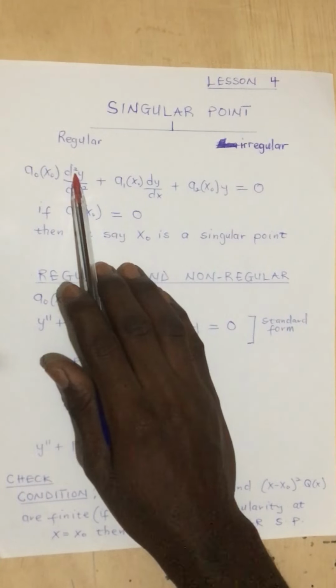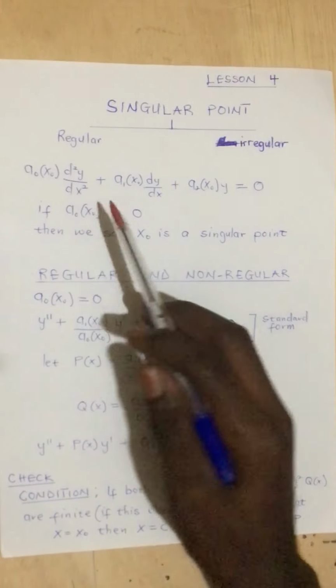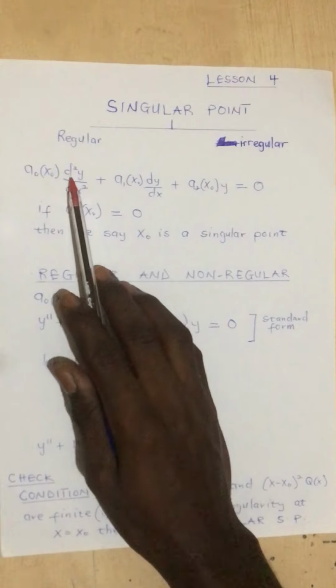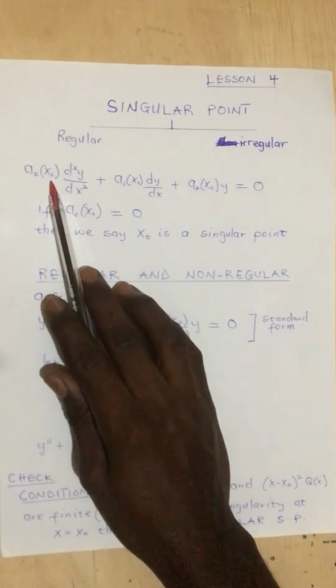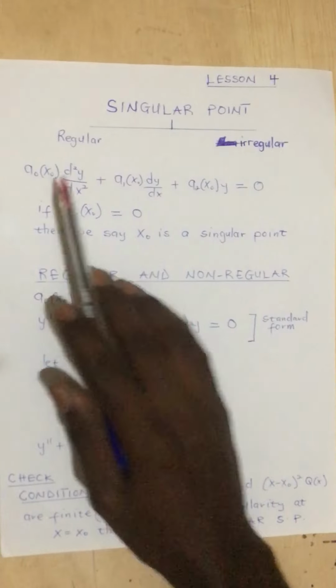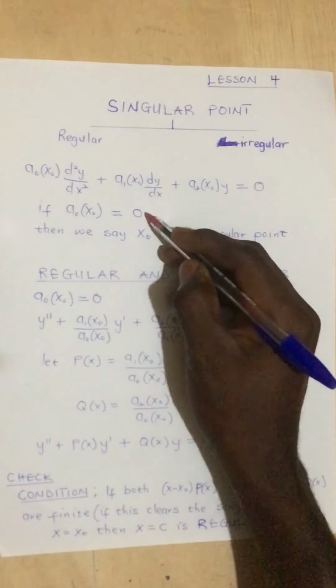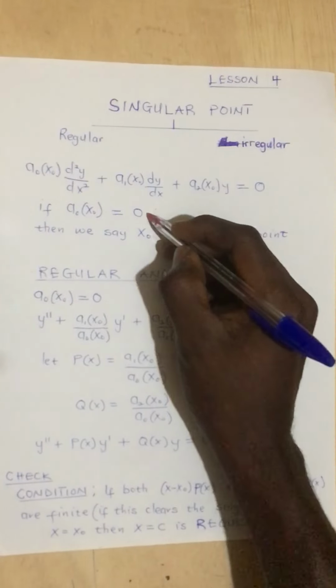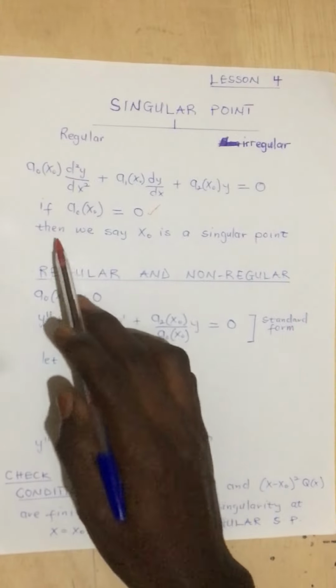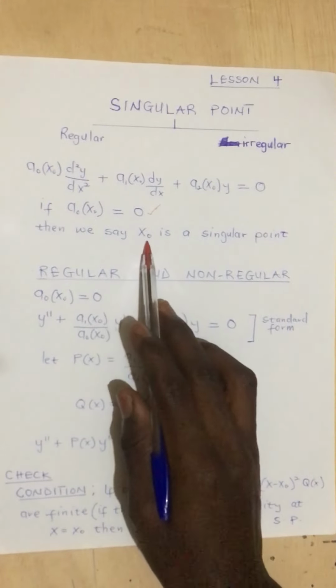Are we okay? So for a differential equation, to find your singular point, we equate the coefficient of the highest order, which is this, to 0. So we equate the coefficient of the second order derivative to 0 and then we find our singular point. So then we say x0 is what?